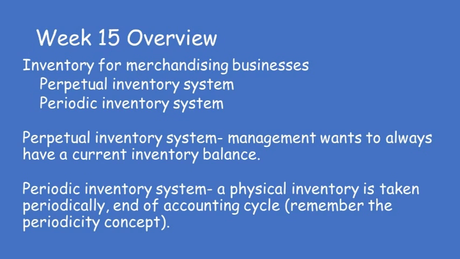But in a periodic inventory system, a physical inventory, that would be like a manual count of inventory by hand, it's done periodically, usually at the end of the accounting period. Remember the term of periodicity, that concept from earlier chapters. So a periodic inventory system is simpler and less costly to maintain, but it does not provide management with that continuous update of current inventory balances like you would get in a perpetual inventory system.